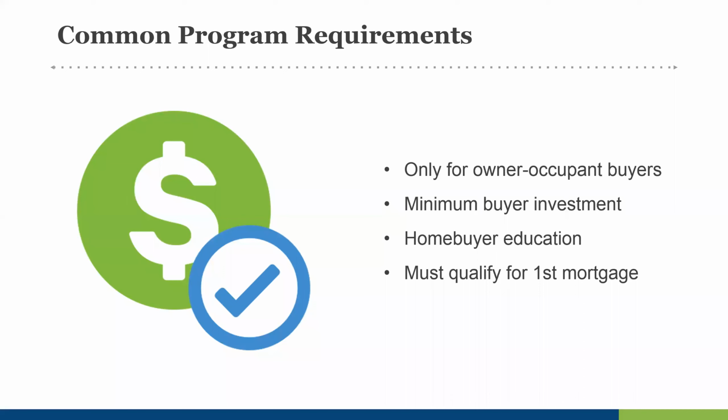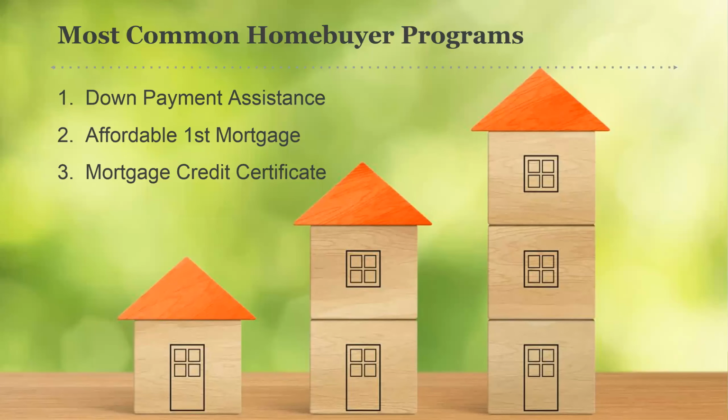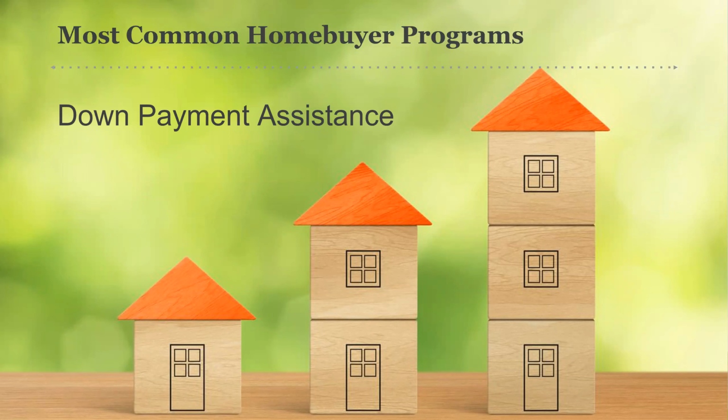So those are sort of universal program requirements, but we want to break down the differences between down payment assistance and affordable first mortgage programs and mortgage credit certificates where they are available. So we'll focus mostly on down payment assistance, but give you a little bit of intel about the other couple types of homeownership assistance here. So down payment assistance is the most common type of homeownership program. We already saw that when we looked at some of the data earlier.